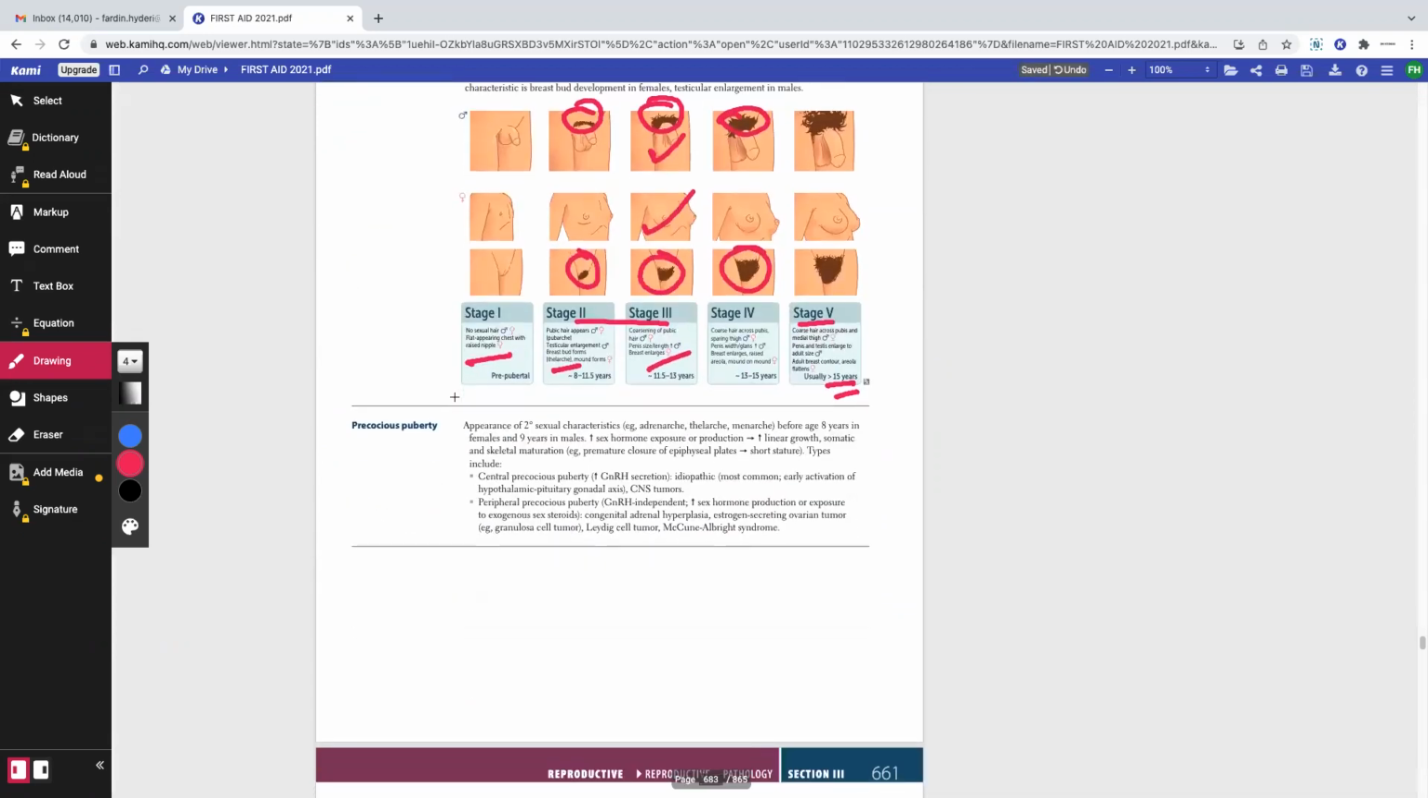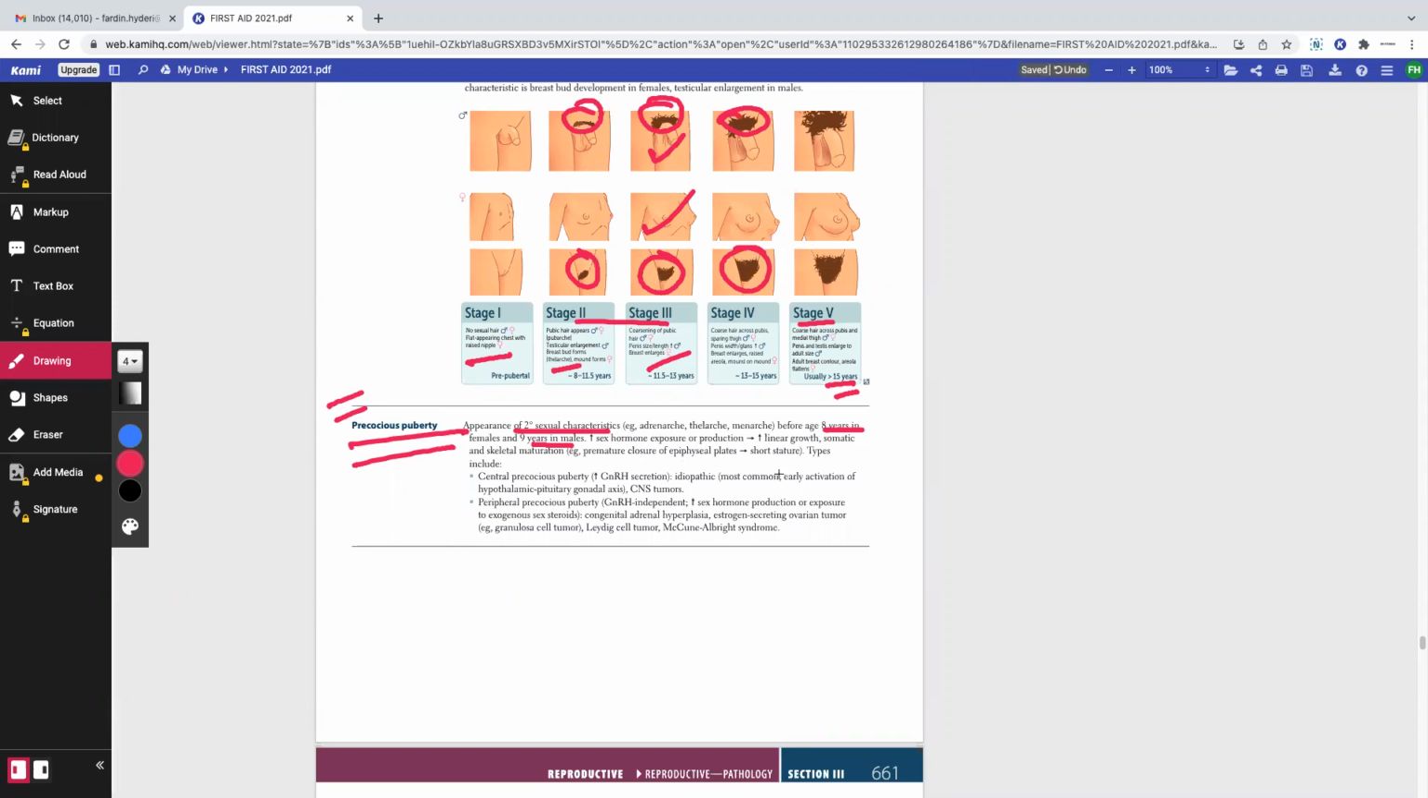Okay. Let's move forward to precocious puberty. Is everyone ready? Yes or no? Okay, what is precocious puberty? Precocious puberty is when we have early onset of puberty before the normal age. So the normal age of puberty is 8 years in females and 9 years in males, right? If we get onset of secondary sexual characteristics before 9 years in males or before 8 years in females, we call this precocious puberty. This could be idiopathic, right? And this could also be pathological.